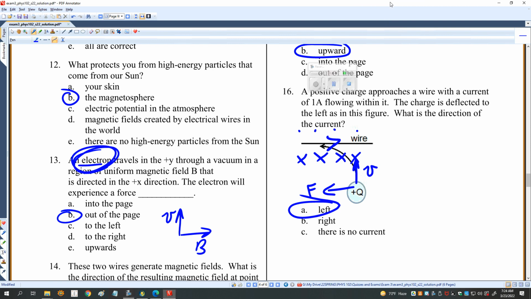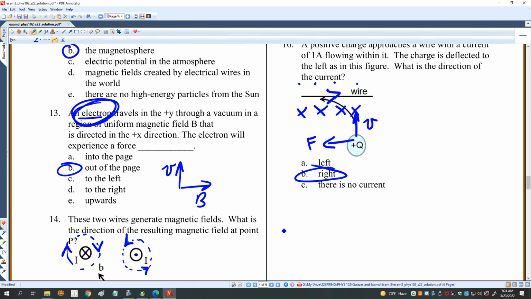Oh, let me fix this actually. So I said left, but actually I showed that it's to the right. Right, lefty loosey, righty tighty. Left is, yeah, that's to the right. So B is the right answer, number 16. All right.